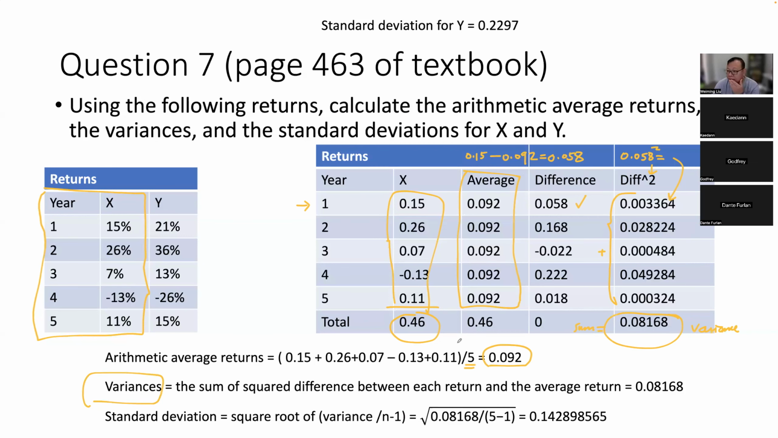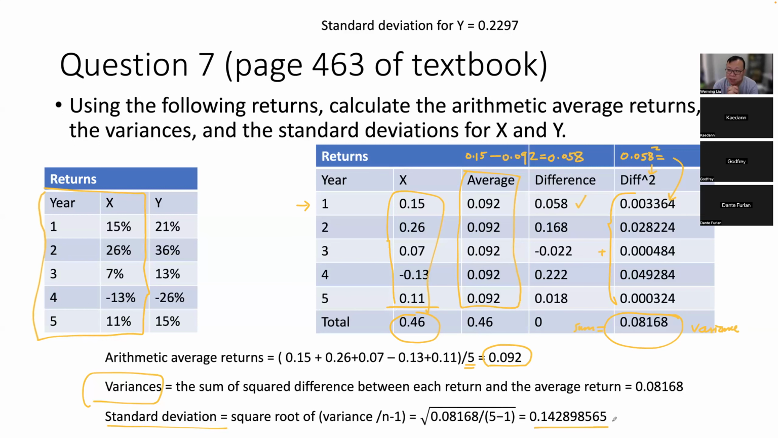And now the next step, you calculate the standard deviation. So you use the variance divided by observations, n equals 5 minus 1. And then you take the square root. So you get 0.142898, right? This one. Okay, good.